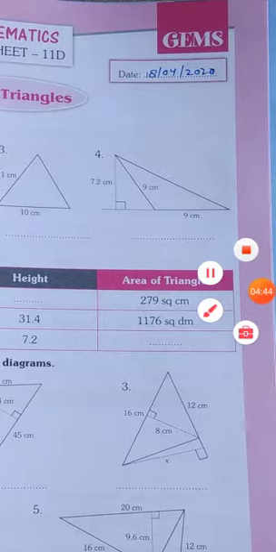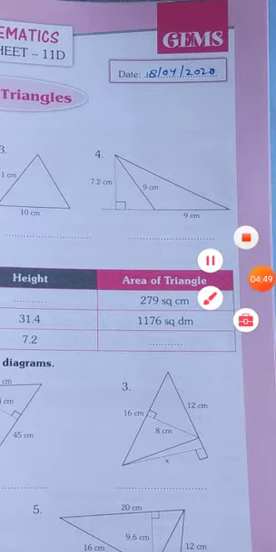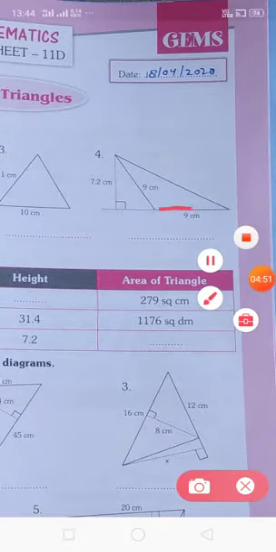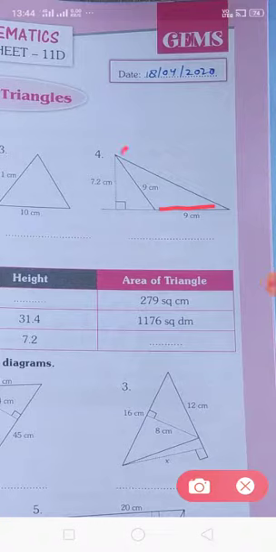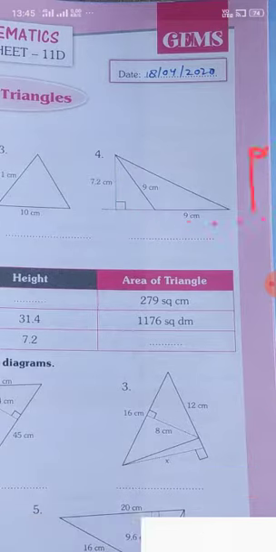Now question number 4. In question number 4, you know very well what your base is. See, this is your base. Now what is the height of this triangle? This is its apex point. Its perpendicular distance from the ground is the line that makes a right angle with the ground. You see here, now this is your height. What is your height here? 7.2. Now you apply the formula and you can find your area of triangle.